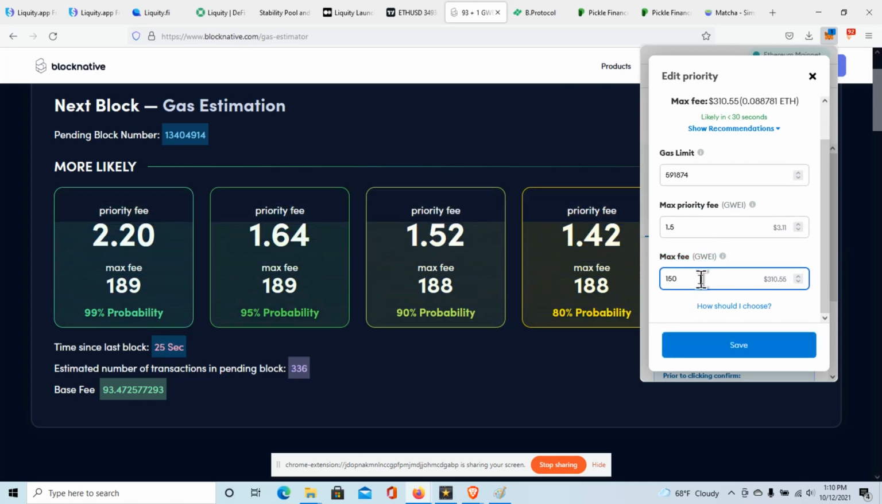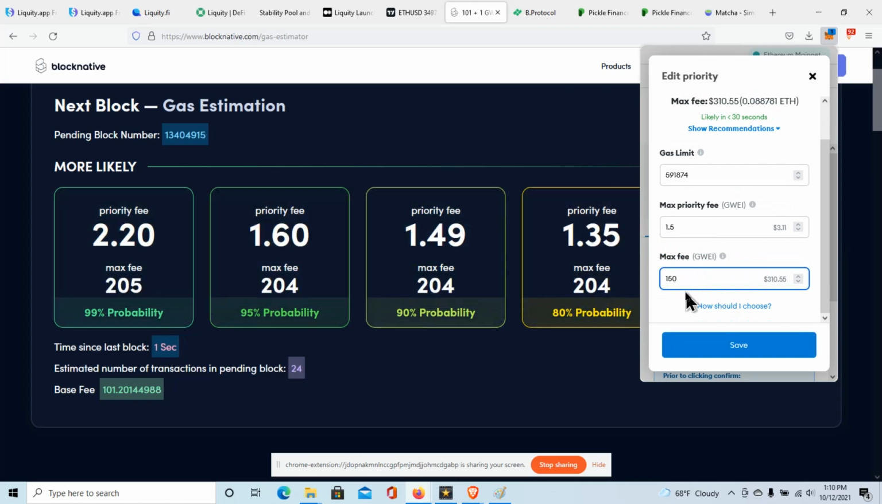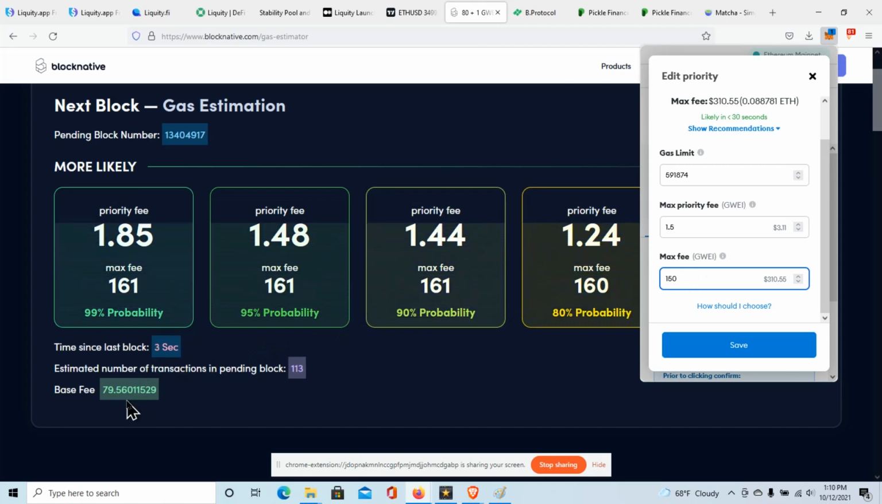So let's say it's at 150. This just says this is the max fee I'm willing to pay. It doesn't mean it's the fee that I'm going to pay. I'm going to pay the base fee no matter what it is. That's the minimum fee I'm going to pay. Okay. On the off chance there's a really huge demand spike.